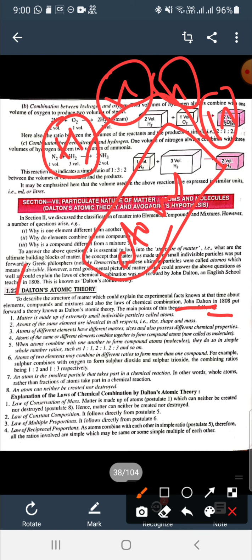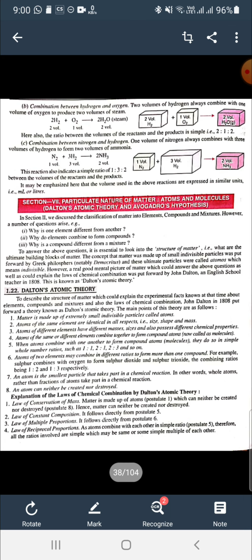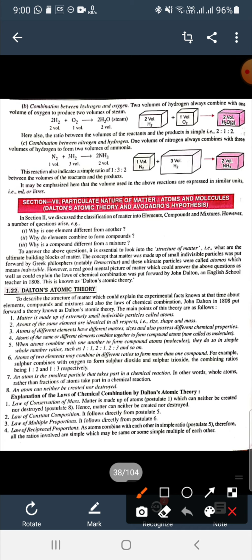Properties are identical. Atoms of different elements have different masses, sizes, and also possess different chemical properties. Like if we have one atom of hydrogen and another atom of sodium, then these must have different properties, different masses, different sizes. Atoms of the same or different elements combine together to form compounds, always as molecules. It means we are combining same or different elements, like H2 plus O2 gives H2O. This is the fourth postulate, the molecule.